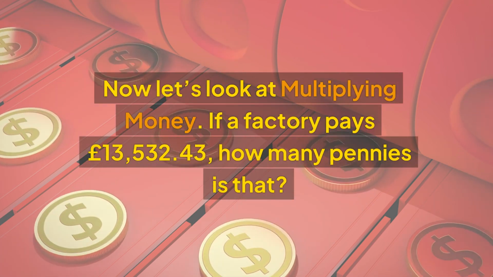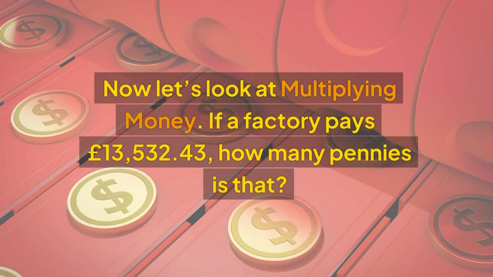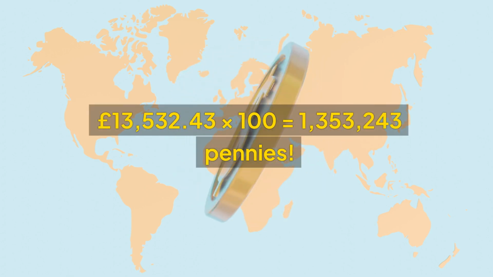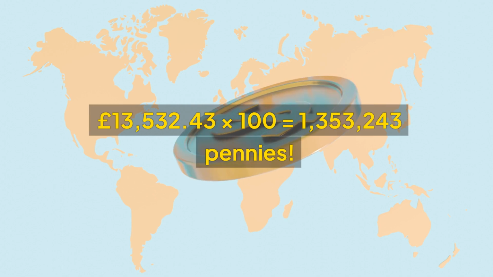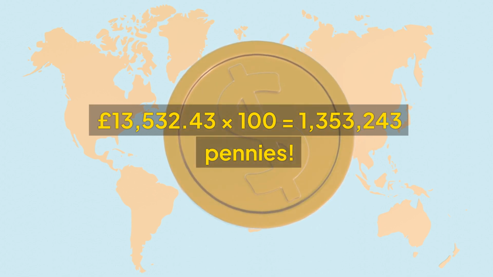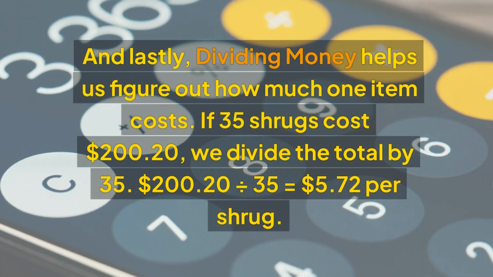If a factory pays £13,532.43, how many pennies is that? £13,532.43 times 100 equals 1,353,243 pennies. And lastly, dividing money helps us figure out how much one item costs.